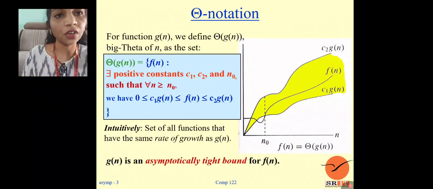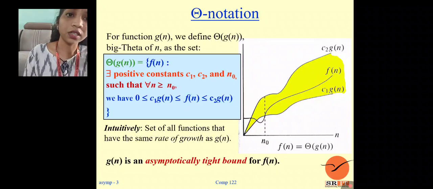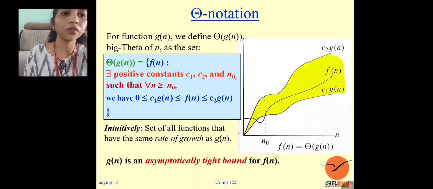Big theta notation: for a function g of n, we define big theta of g of n as a set. Intuitively, it is the set of all functions that have the same rate of growth as g of n. g of n is an asymptotically tight bound for f of n.